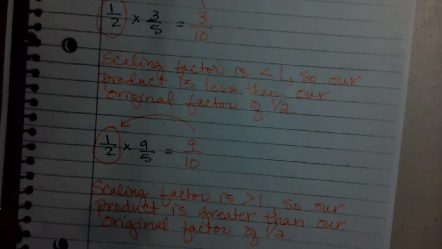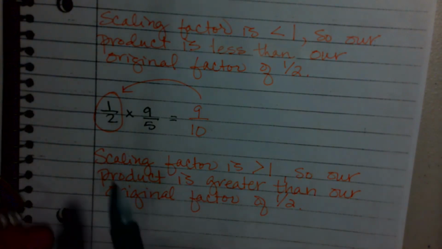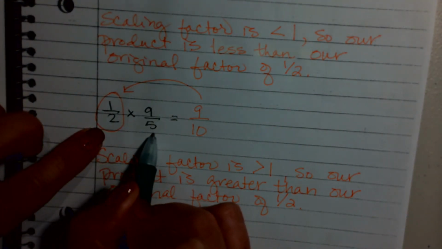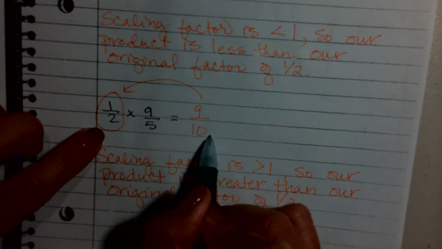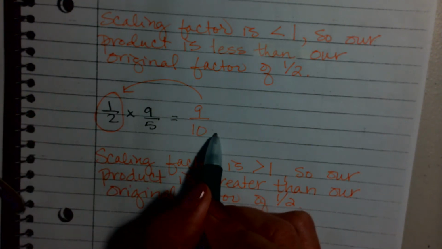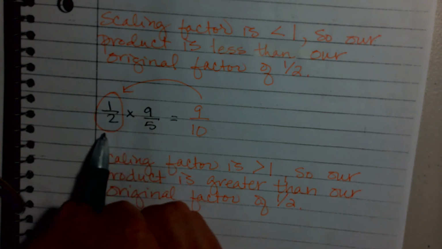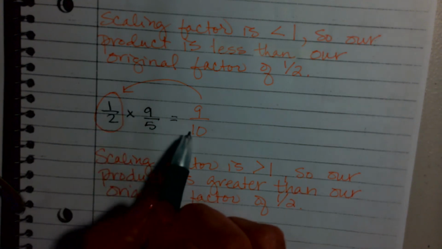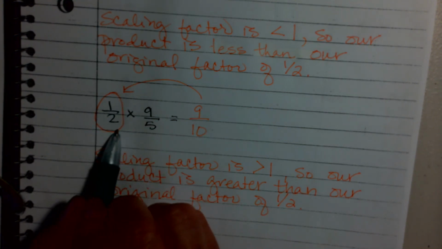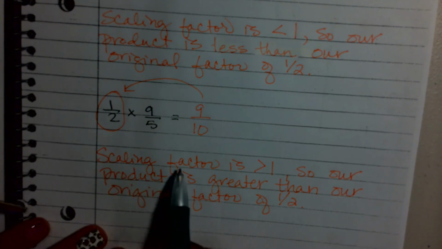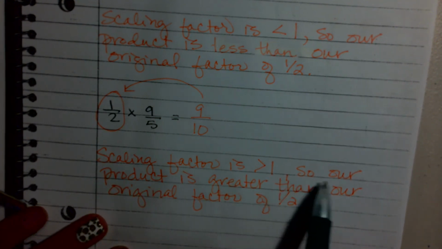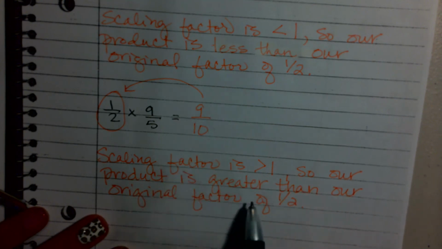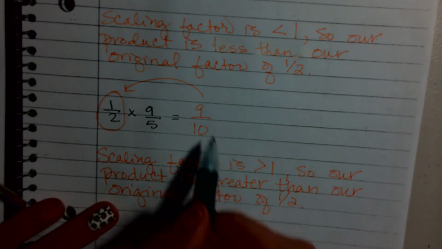All right. Now, what is our original factor? What is our scaling factor? So we end up with 9/10. 9/10 is clearly greater than 5/10 because if we were doing equivalent, we would change 1/2 to 5/10, right? So 9/10 is greater than 1/2, correct? So our scaling factor is greater than 1, so our product is greater than our original factor of 1/2.